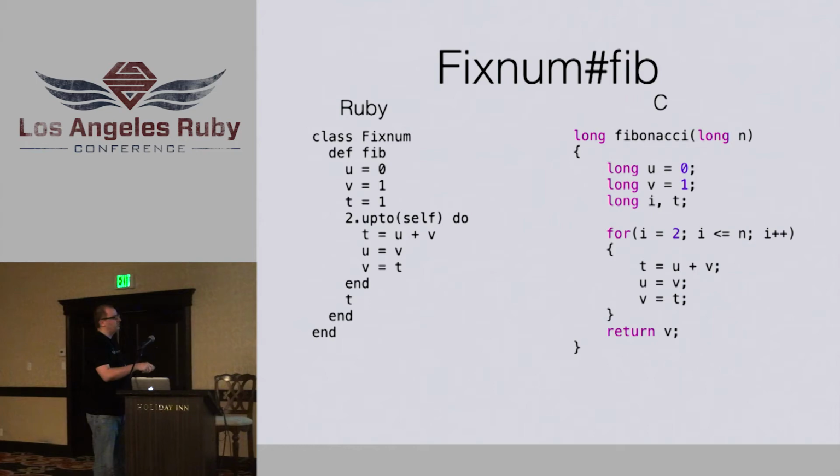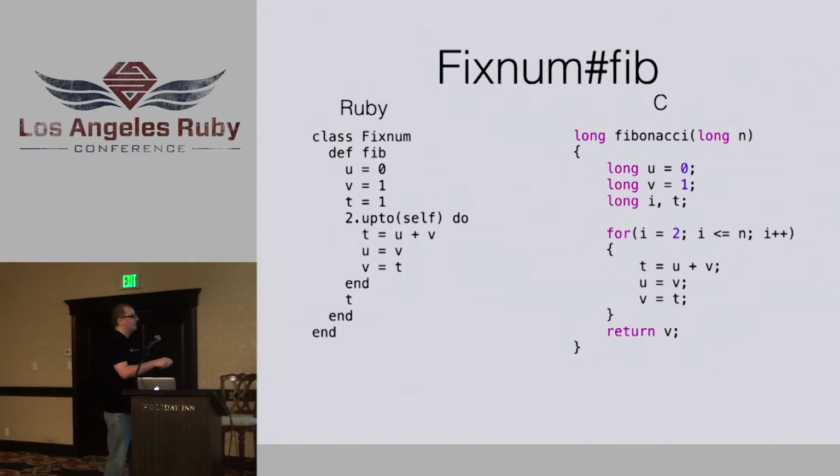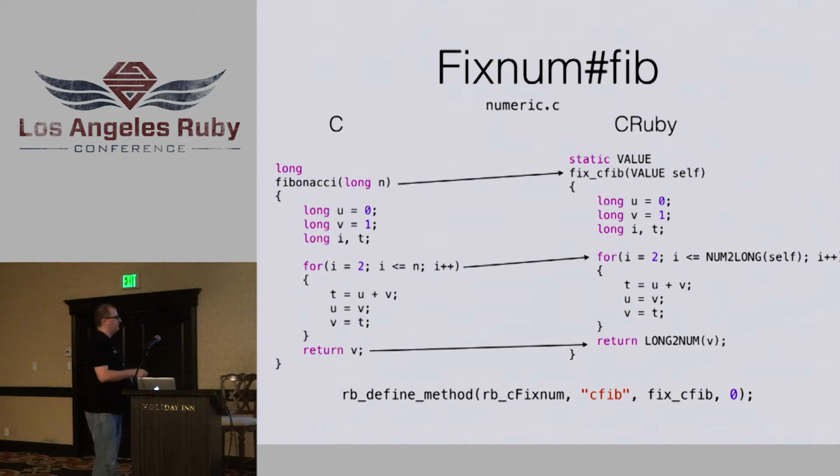The thing is that you cannot really use this code directly because it only knows about C data types, right? So you have to massage it a little bit so it's aware of Ruby data type conversion. And this is how you do it. Like this, we start with a pure C function, and this is how you convert it to the CRuby convention.